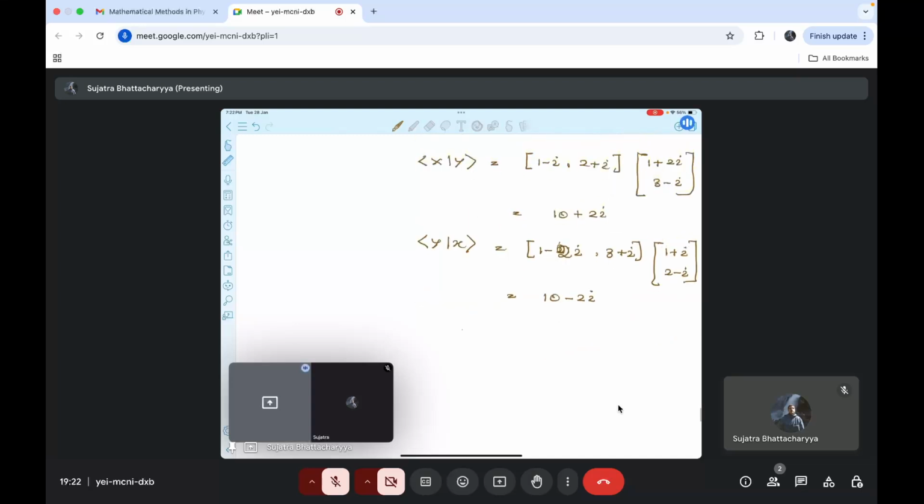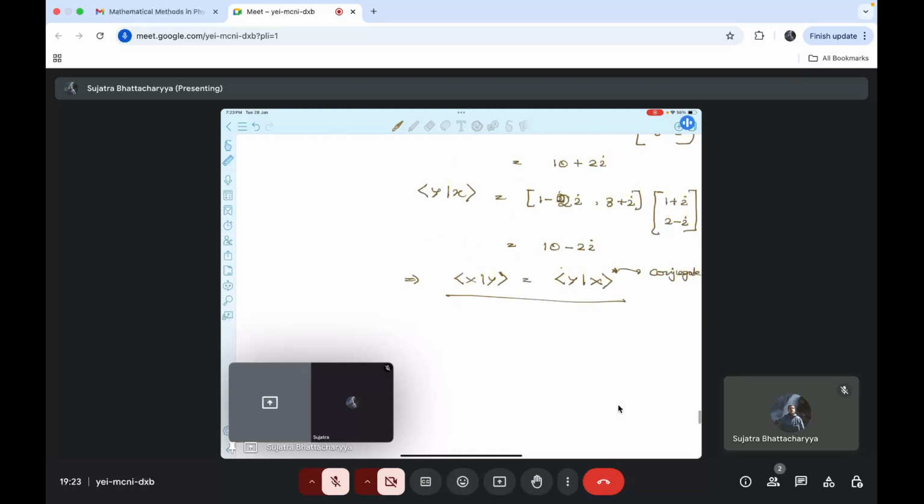So what we can clearly see is that the inner product of x and y is nothing but the conjugate of the inner product of y and x. Okay, so this is an important property. So if the inner product comes from the complex part, then the inner product of x with y becomes the inner product of y with x, star, the conjugate. Fine. So this is another important thing.